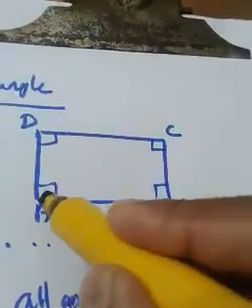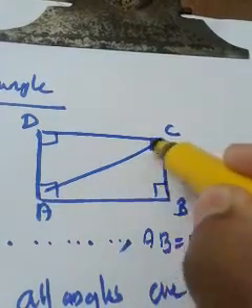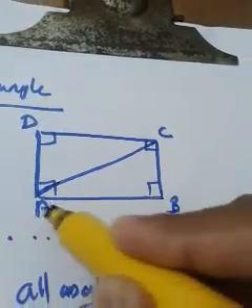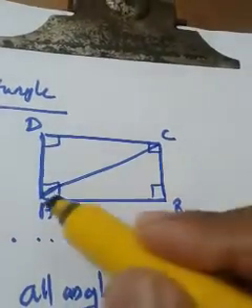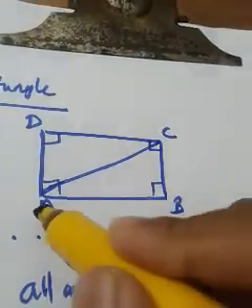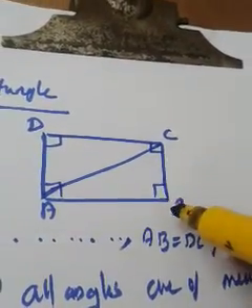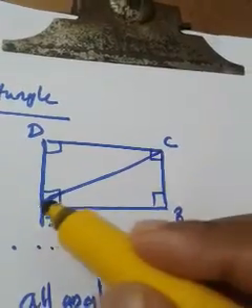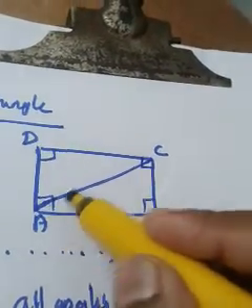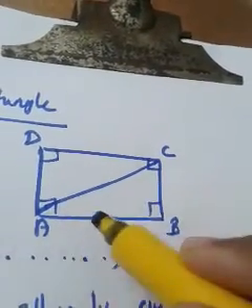See, this is the first diagonal of this rectangle. The line joining the adjacent vertices is known as a side. So in that way, AB is a side, BC is a side, but AC is a diagonal. Why? Because a diagonal is a line joining the non-adjacent vertices.